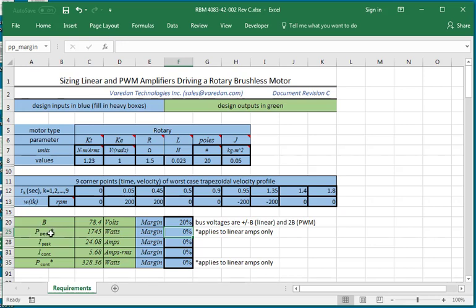Now the peak output power applies to linear amplifiers only, again marked with an asterisk. Likewise, the continuous power is marked with an asterisk, and that applies to linear amplifiers only. I peak and I continuous apply to both linear and PWM amplifiers. So that's it. Input the numbers. The calculation is automatic. Just email this to sales@veredin.com, and we can help you select an amplifier.